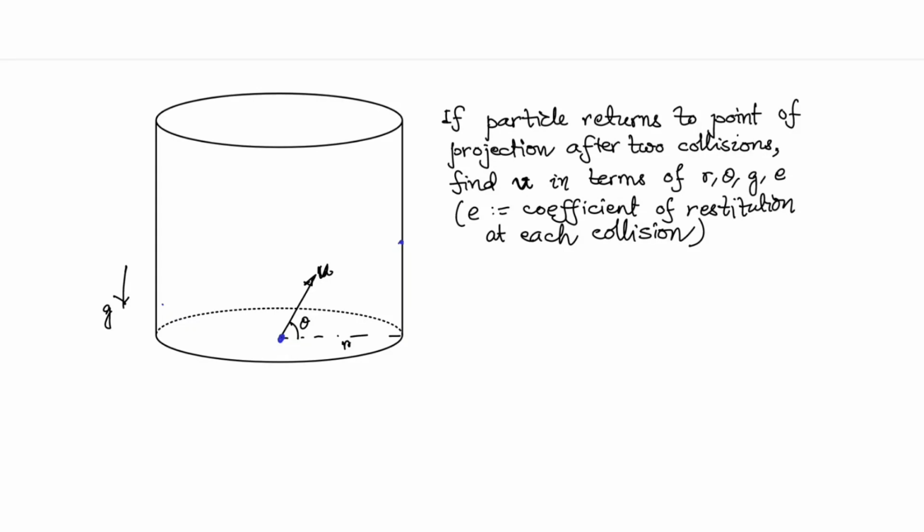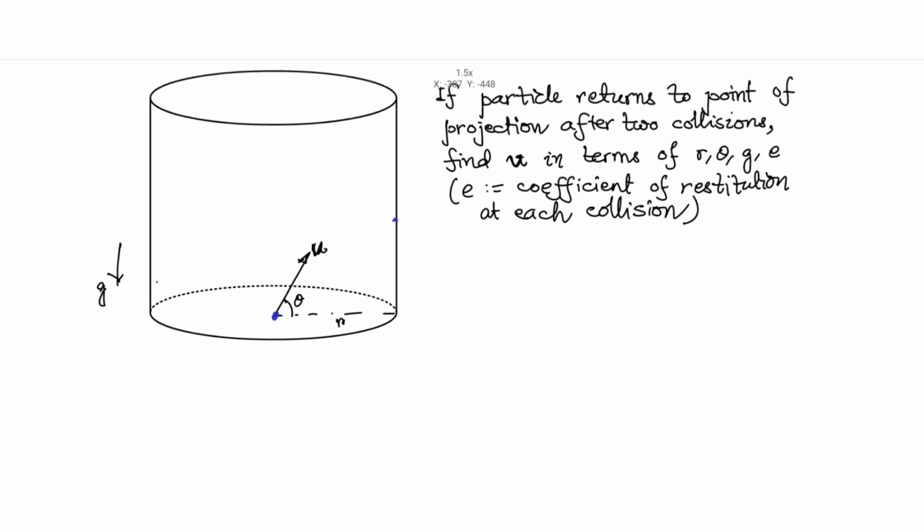Here is a question on projectile motion. It is based on the concept of how we can think of a 2D projectile motion as a superimposition of two mutually perpendicular 1D motions. Here, if we consider this as our x-axis and this as our y-axis, we can think of this motion as a superimposition of uniform motion along the x-axis and uniformly accelerated motion along the y-axis.